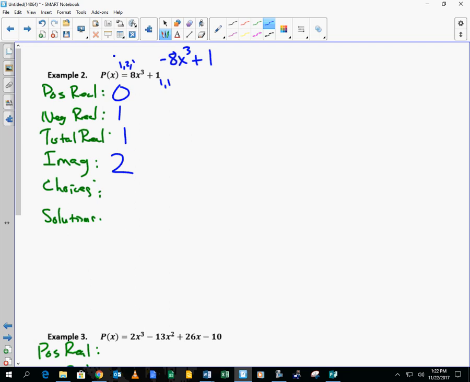We got 1 and 1. We've got 1, 2, 4, and 8. So what are my choices? Half, because it's p's divided by q's. So it's the back divided by the front. So 1 over 1, 1 over 2, 1 over 4, and 1 over 8. Jackson, do you see that? If it was switched around, if it was x cubed plus 8, then it would be plus minus 1, plus minus 2, 4, 8. Better?